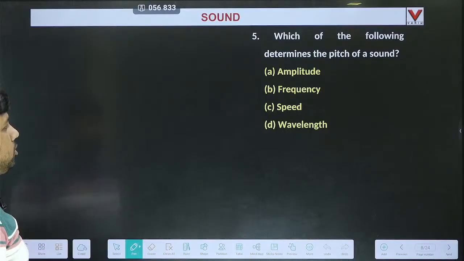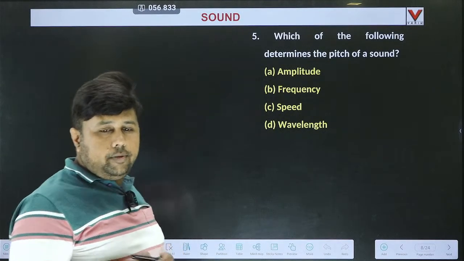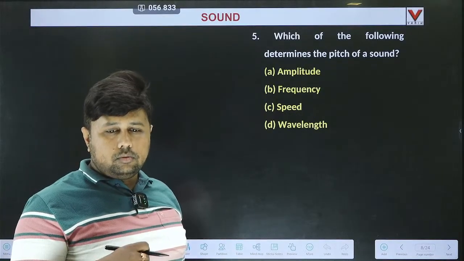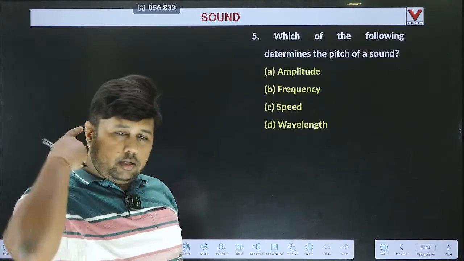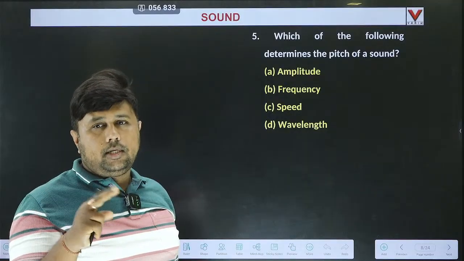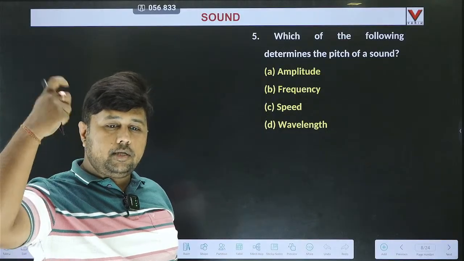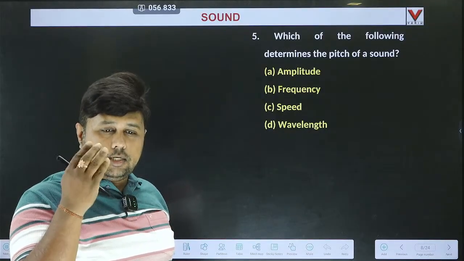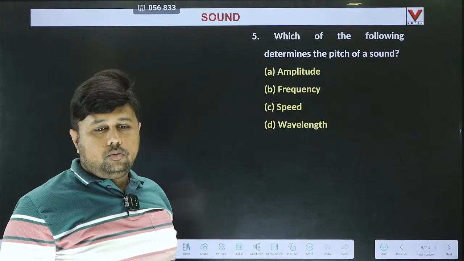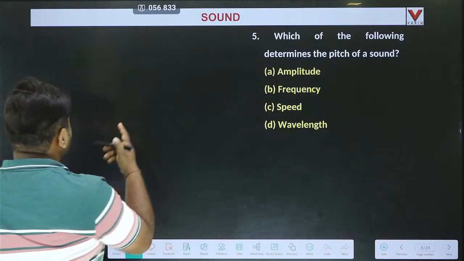Which of the following determines the pitch of a sound? Amplitude, frequency, speed, and wavelength. What is the meaning of the pitch of a sound? Pitch of a sound means how shrill or how dull the voice is. For example, between male voice and female voice there is a difference. The sharpness of female voice is more as compared to male voice. Where sharpness is more, that means pitch is high. So female voice has high pitch as compared to male voice. Pitch will be high when frequency is high.